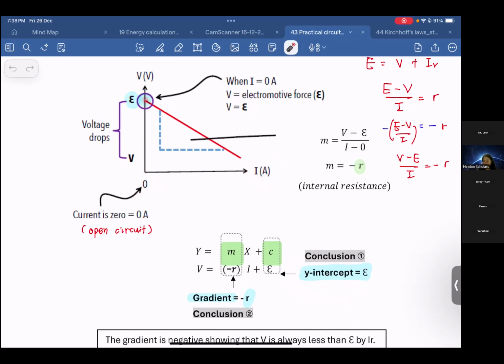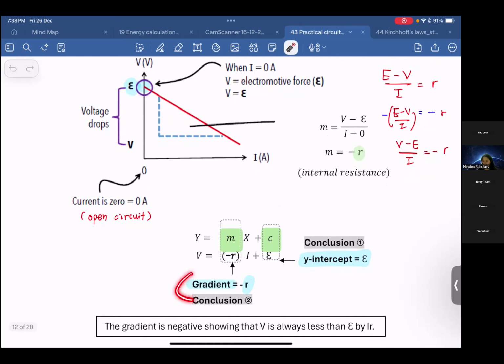When current starts to flow, we find that the voltage drops. The voltage drops because inside we have the internal resistance. So how do we know how big the internal resistance is? We can calculate the gradient, and from the gradient I know that is my internal resistance. So from the graph, we have to know these two: the y-intercept is the EMF, and the gradient is the internal resistance.